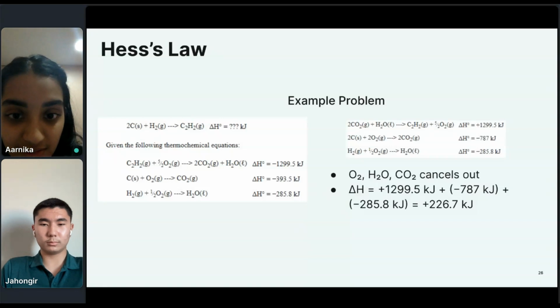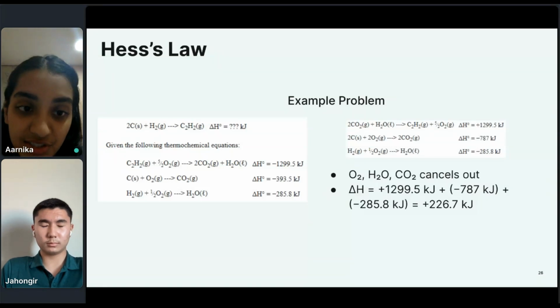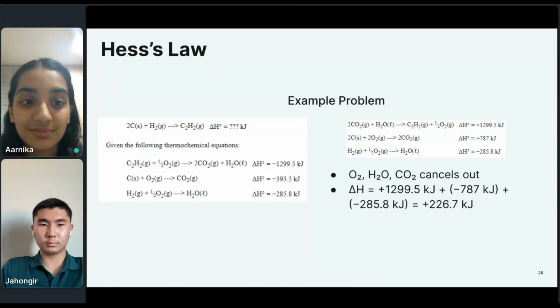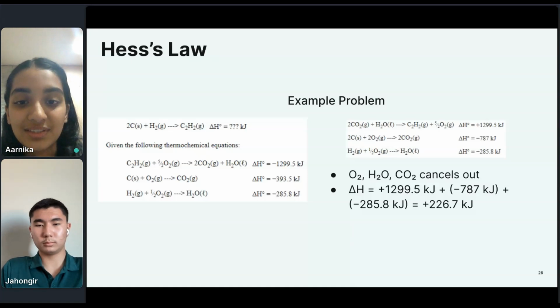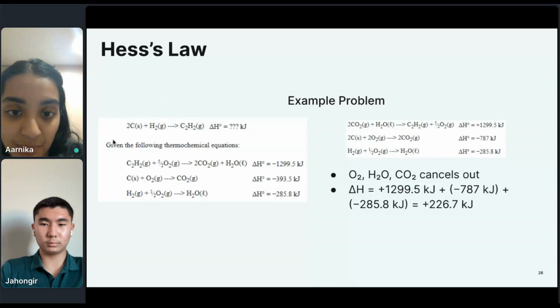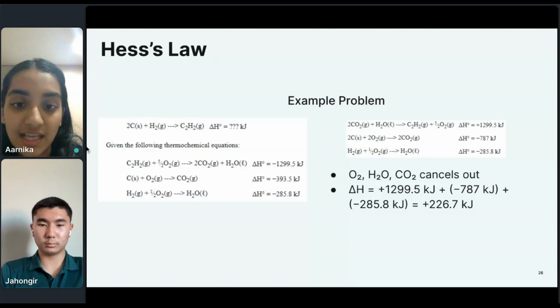So after they all cancel out, you will get the equation that you originally wanted to find, which was 2C plus H2 yields C2H2. And now you just want to add all of your delta H's together, and that will give you 226.7 kilojoules. I love Hess's law too.